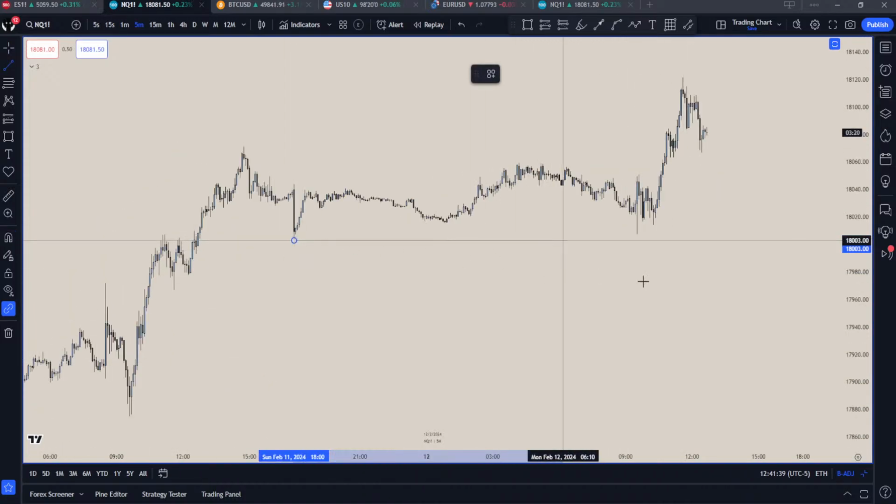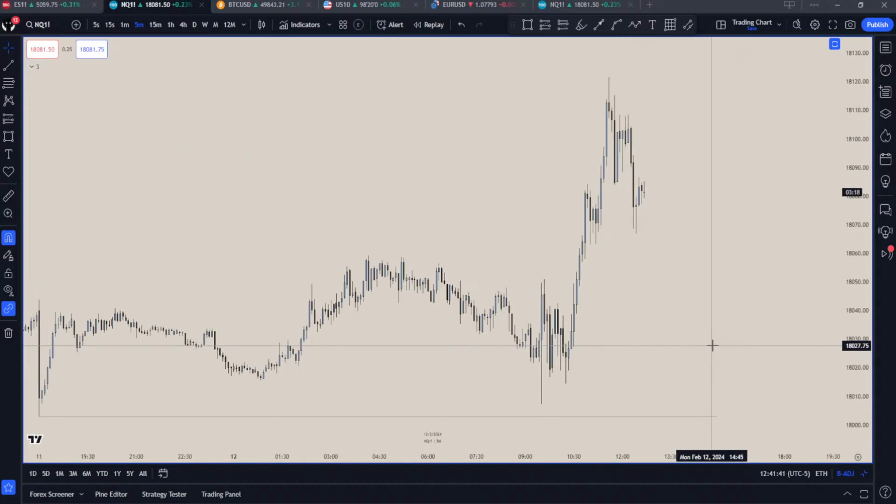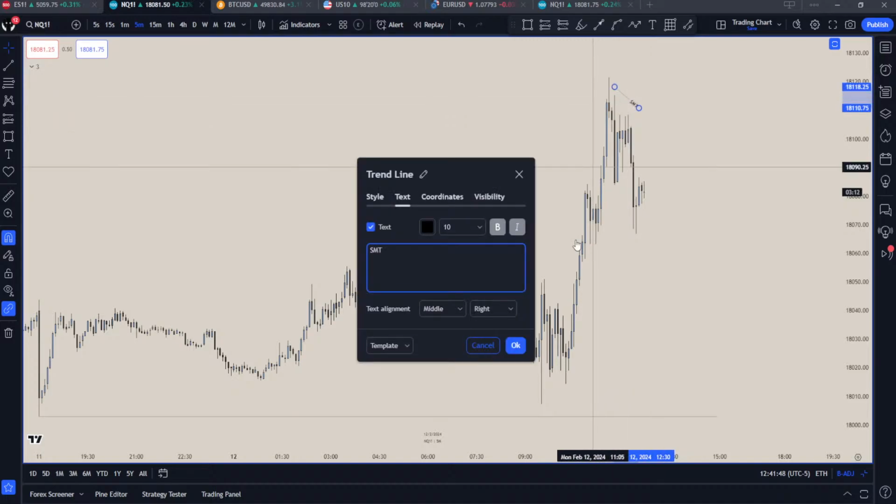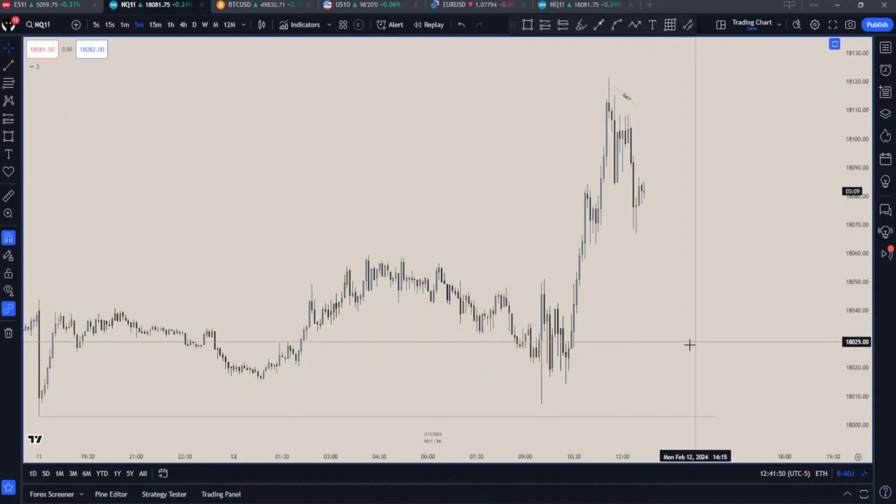I do see these lows right here. That looks pretty clean. And then we have SMT on the highs right here. So just some things that you guys can look at while we're live anyways.